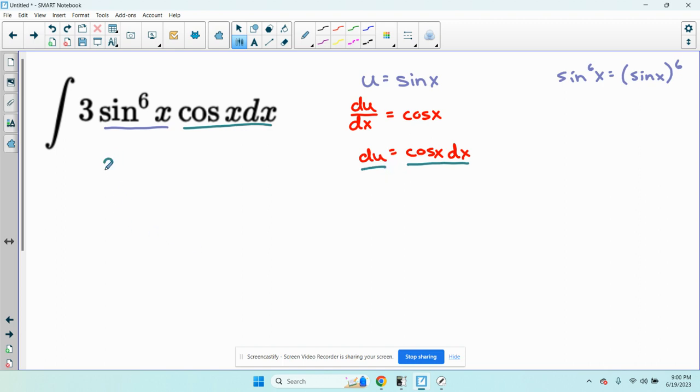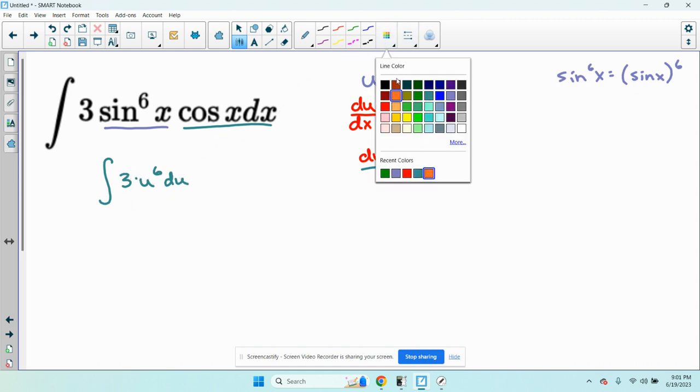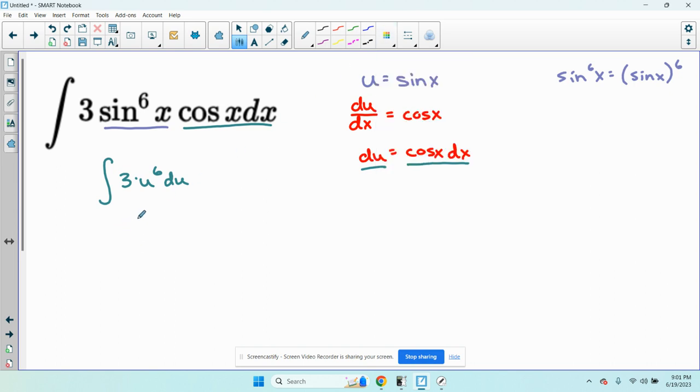So if I rewrite this integral, this is going to be 3 times u, which is sine x, to the sixth power, and cosine x dx just becomes du. That's a really easy integral, 3u to the sixth. So now when I integrate that, this is going to be u to the seventh divided by 7 plus c. And then the last step is just to take u and replace it with what we originally let u be, which is sine x.